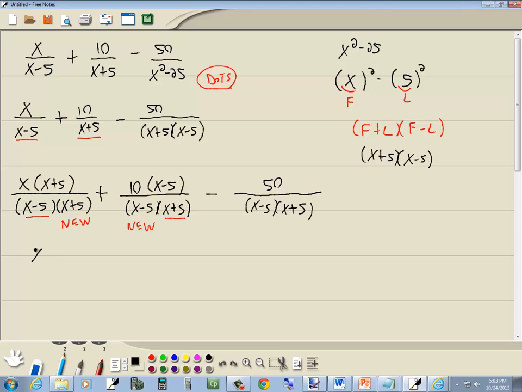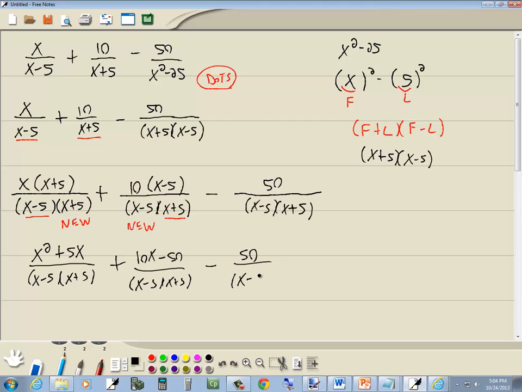Well, x times x is x squared. x times 5 is 5x over x minus 5, x plus 5, plus 10 times x is 10x. 10 times negative 5 is negative 50 over x minus 5, x plus 5, minus 50 over x minus 5, x plus 5.